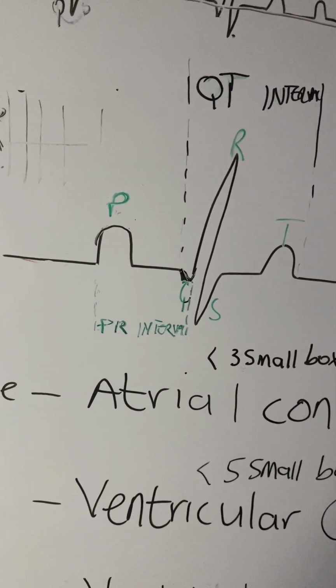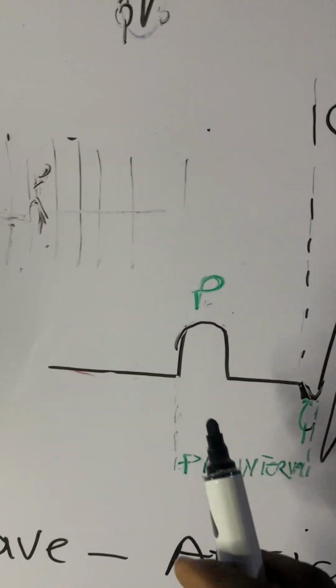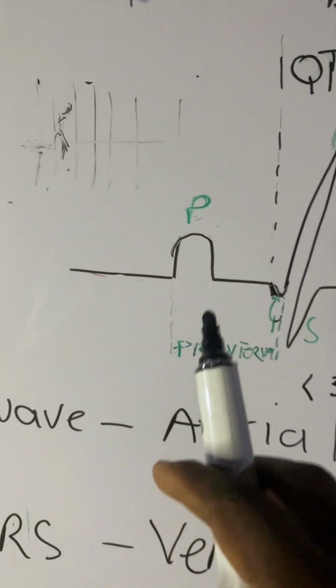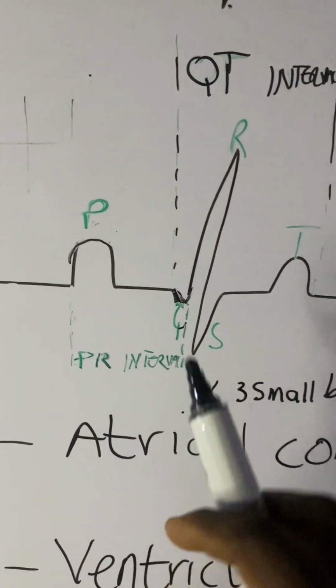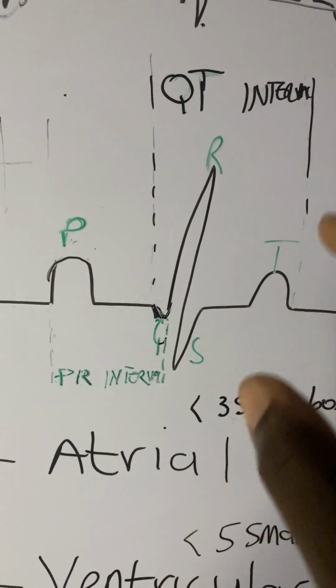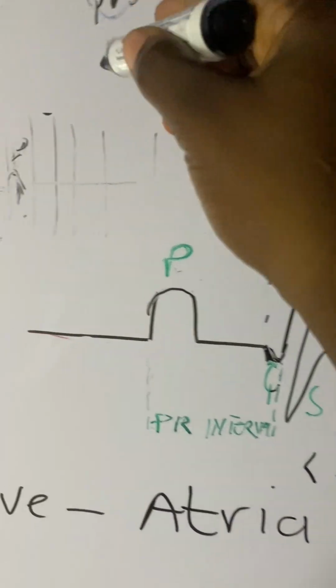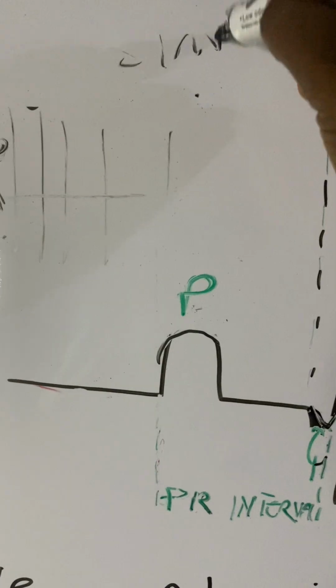Now we will talk about the properties of a normal ECG, or what we call the sinus rhythm. So that brings us to the end of understanding our basic ECG video. Thank you for watching. See you in the next video.